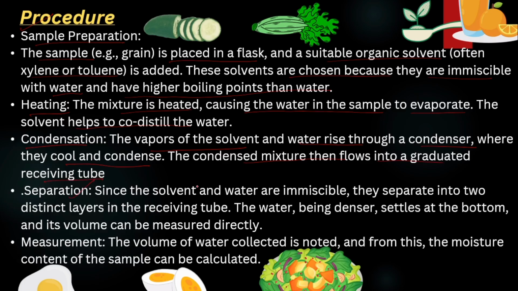The condensed mixture then flows into a graduated receiving tube. Next is the separation. Since the solvent and water are immiscible, they separate into two distinct layers in the receiving tube. The water, being denser, settles at the bottom and its volume can be measured directly. Measurement. The volume of water collected is noted and from this the moisture content of the sample can be calculated.